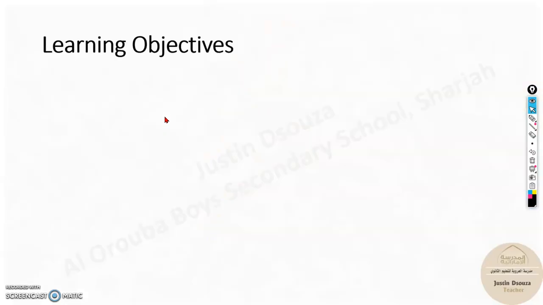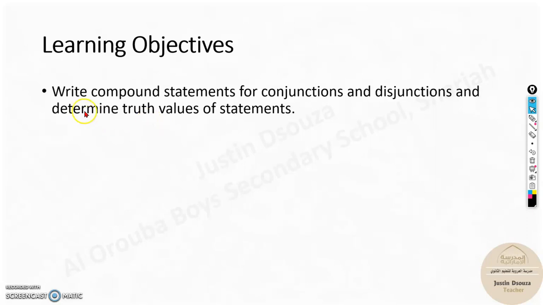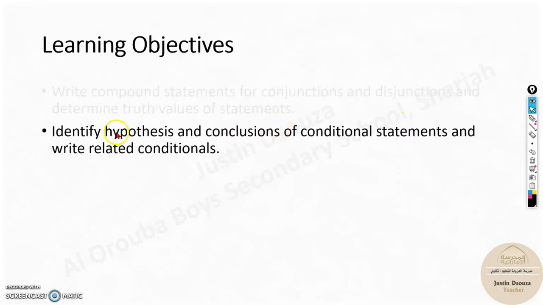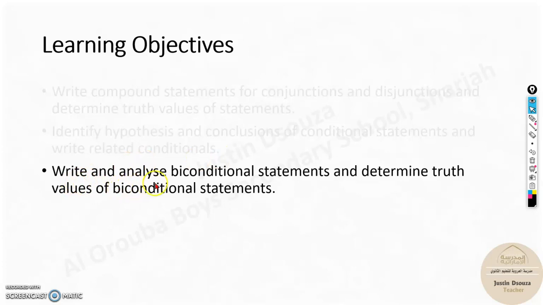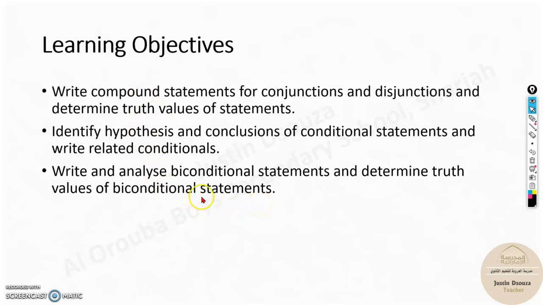Now, the lesson objectives are: write compound statements for conjunctions and disjunctions and determine truth values; identify hypotheses and conclusions of conditional statements and write related conditionals. And finally, we will write and analyze biconditional statements and determine truth values of biconditional statements. There are plenty of objectives, but we will break them down and learn them one by one.